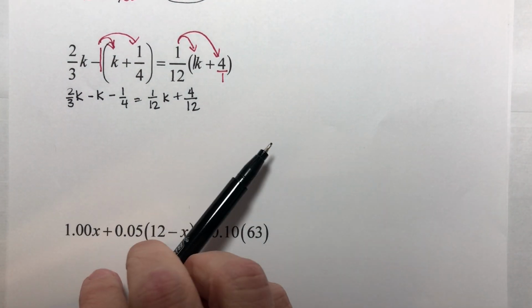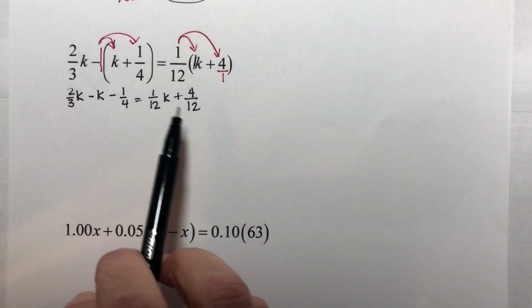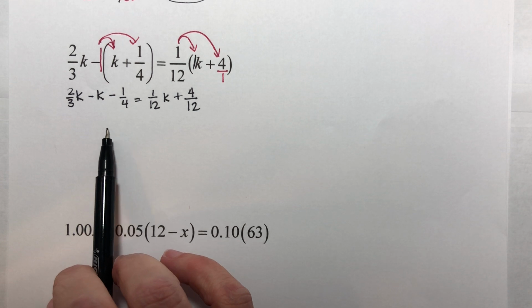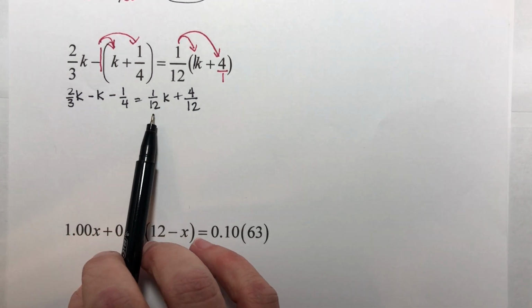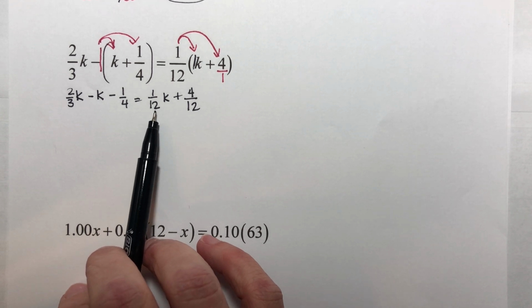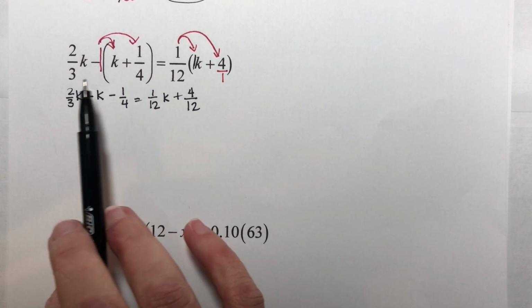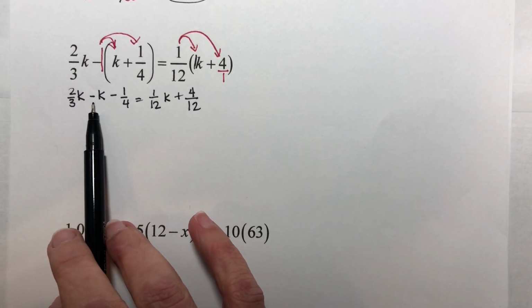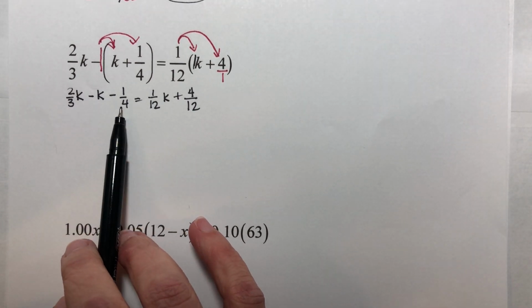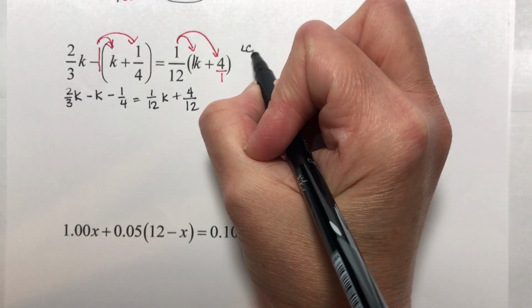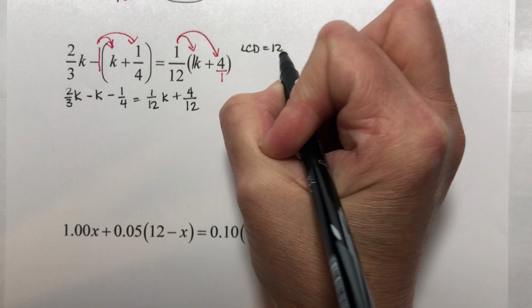Now we have distributed. We want to get rid of our fractions. I need to find my least common denominator. I look for my largest denominator, which is a 12, and then ask myself if all of my other denominators divide into that evenly. 3 does divide evenly into 12. There's not a denominator here, so I don't have to worry about that one. 4 also goes into 12. So my LCD is going to be 12.